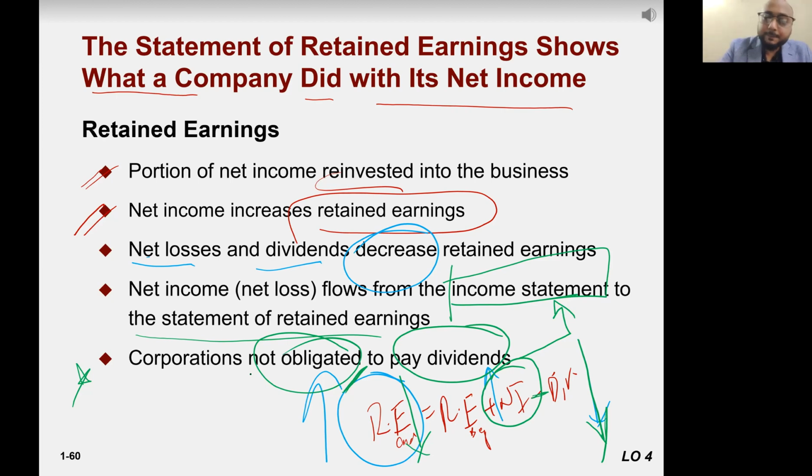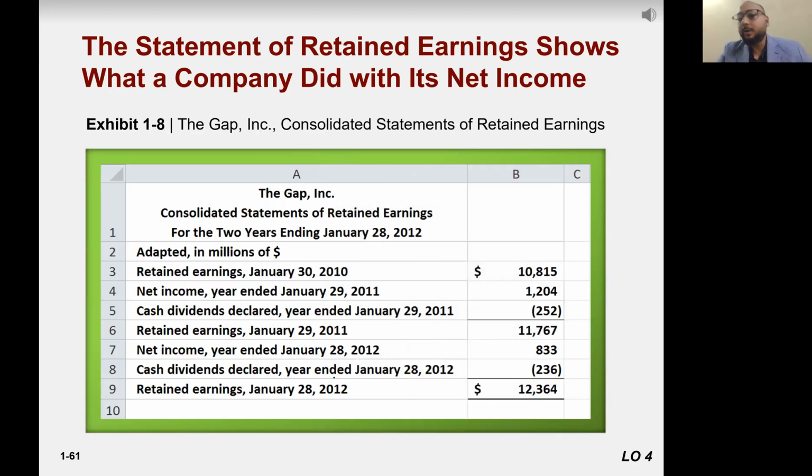Okay, after making the retained earnings, let's see how retained earnings are made. So this is the actual retained earnings of the GAAP Corporation, but this is 2 years of retained earnings. Normally we make 1 year, so it's 2 years, don't get confused. So 2 years ending 2012. It means it's going to start at 2011, and 2012.